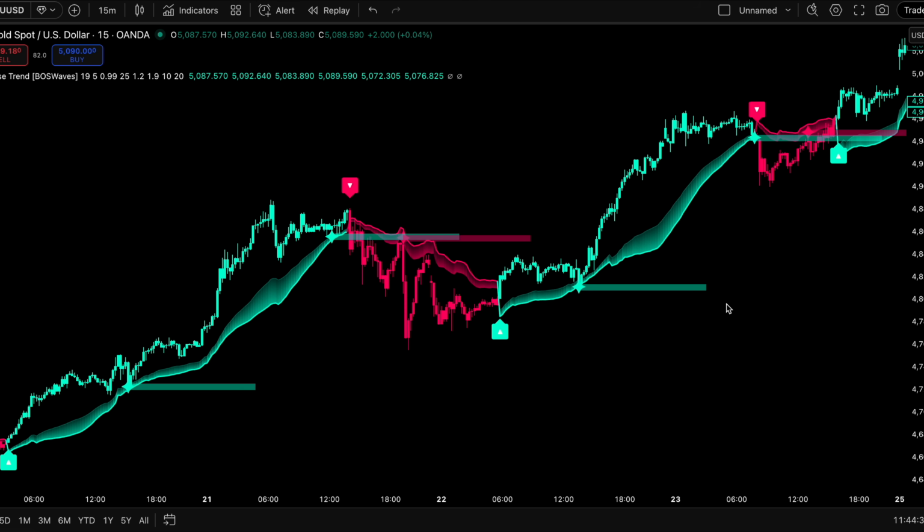Finally, we can see that we have our automated retest levels. So after a trend switch occurs, such as here, our impulse trend automatically marks high probability retest zones. So these are not random lines, they're only drawn after structure confirms and enough bars pass. This is where you can look for continuation entries instead of chasing breakouts.